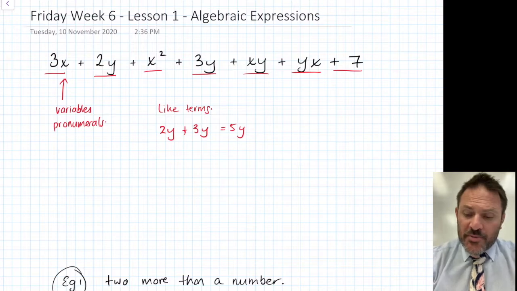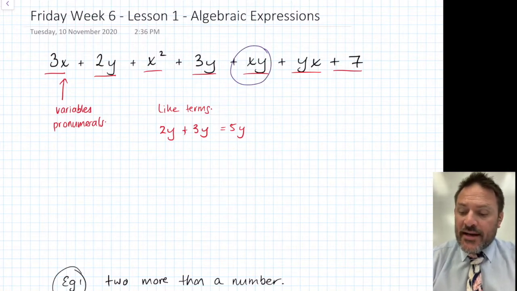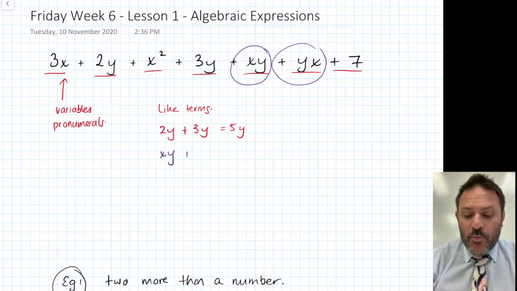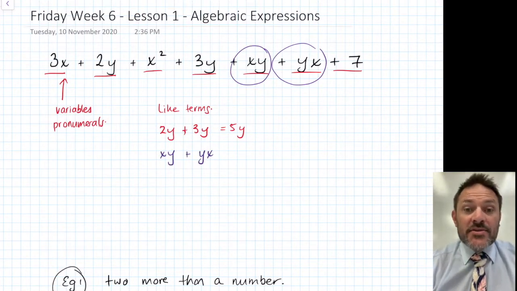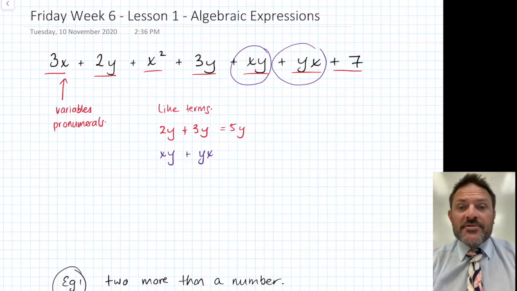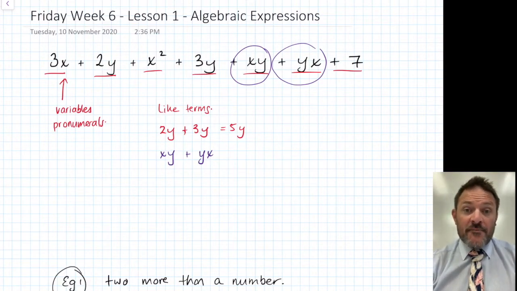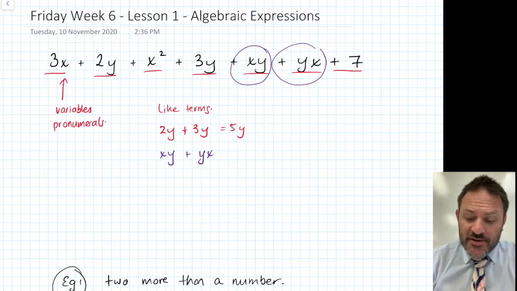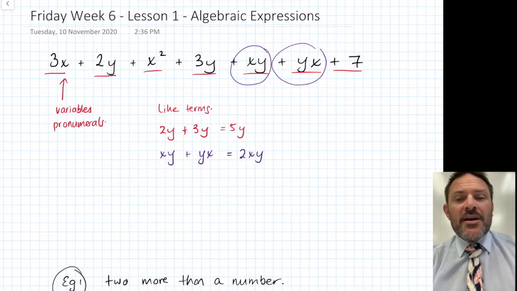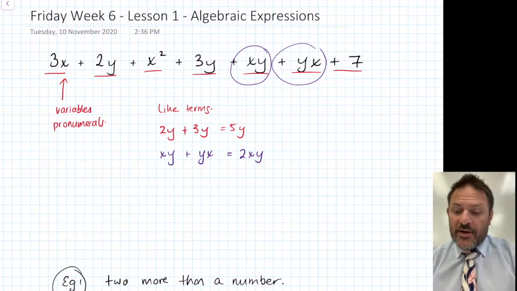You also might notice we have this xy and yx. And hopefully you remember that xy and yx are also like terms. Now, if you think about it, they're being multiplied together. So let's say, for example, we have 5 and 3. 5 times 3 makes 15. 3 times 5 makes 15. They're both the same thing, so it doesn't matter which way around they are. So if we added xy and yx together, we would have 2 lots of xy, or in fact, you could say 2 lots of yx, but we tend to put them in alphabetical order where we can.